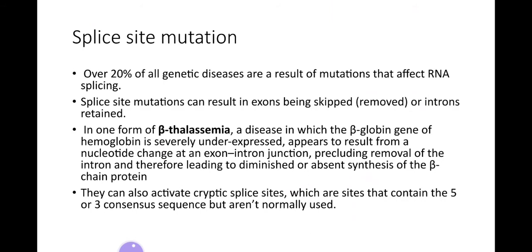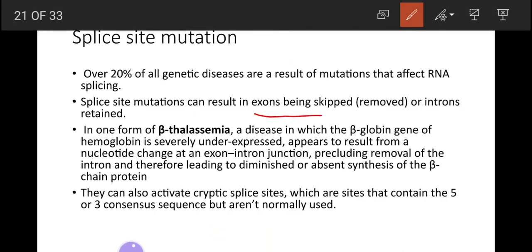Splice site mutation. Over 20% of all genetic diseases are the result of mutations that affect RNA splicing. A splice site mutation can result in either exons being skipped or introns being retained, that is, not removed. An example is beta thalassemia, a disease which occurs due to mutations at the intron-exon junction.